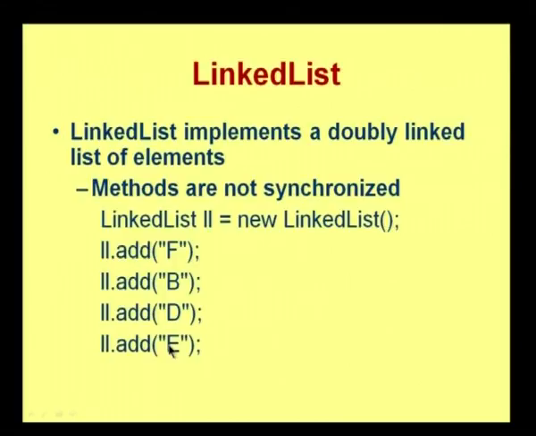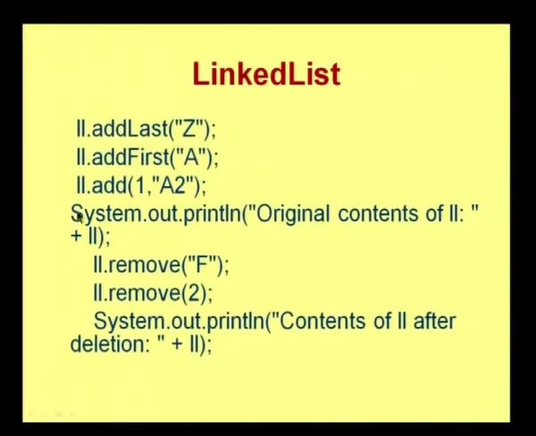In that case it's always good practice to create object references of the interface, because otherwise we are unnecessarily providing space for methods which are not needed. I am going to use only the collection methods, that is, only the methods available in my interface. So in that case I need not create an object of type linked list. Here you can see that we have added a few elements, and then we have a few methods like add last and add first.